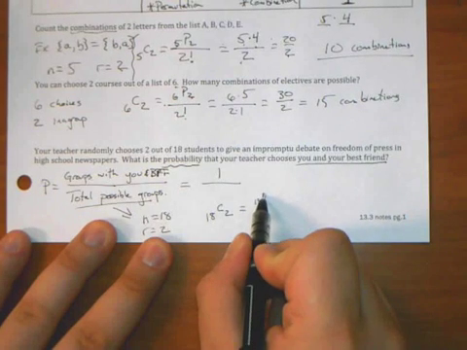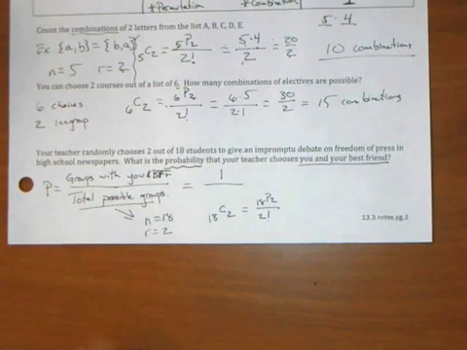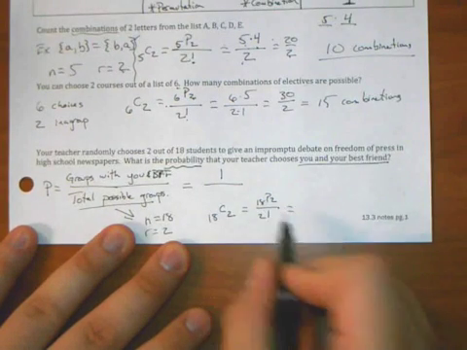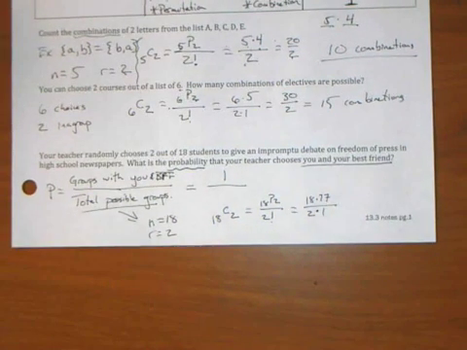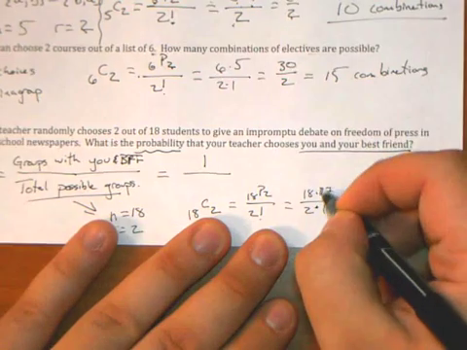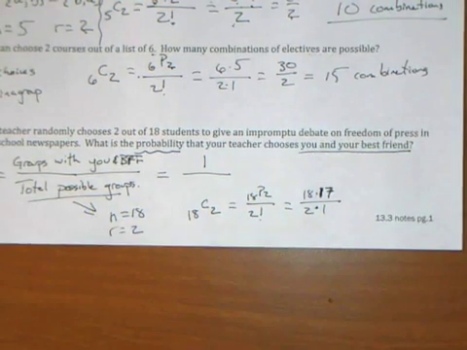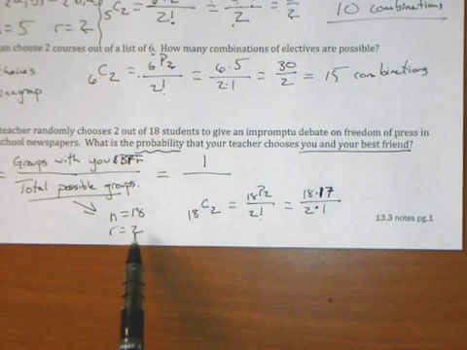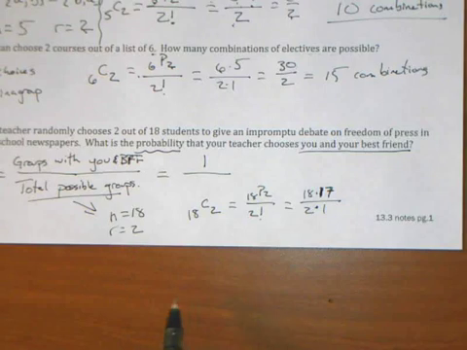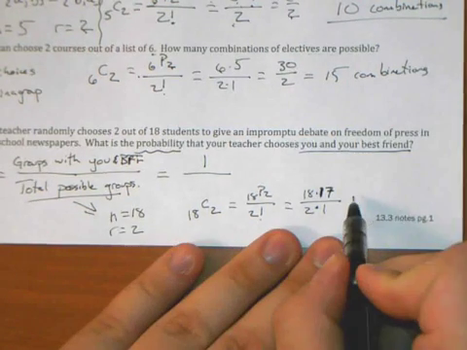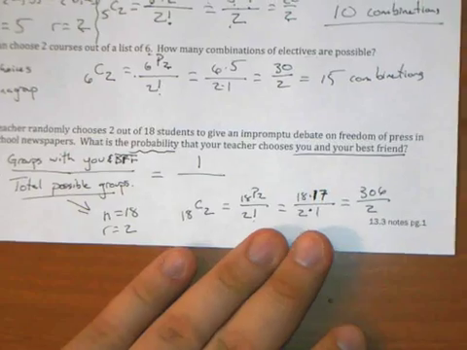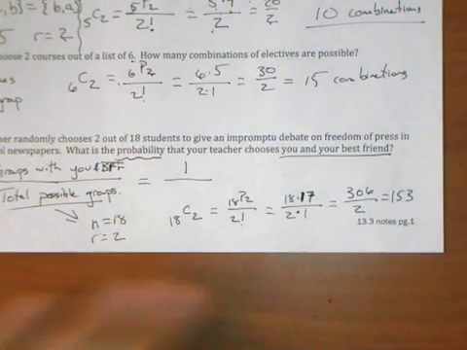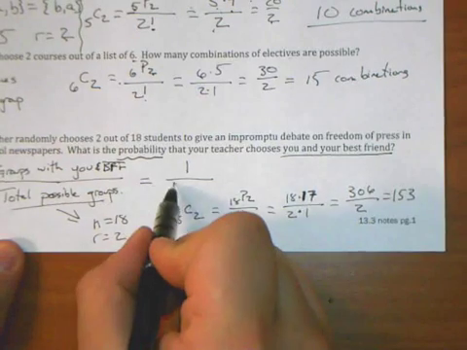18C2 is 18P2 over 2 factorial. 18P2 is 18 times 17, which is 306. 2 factorial is 2 times 1. There are 18P2 lists of 2 people if you have 18 to pick from, and we could rearrange them 2 times 1 ways. 306 over 2 is 153, which means the total possible groups of 2 are 153.